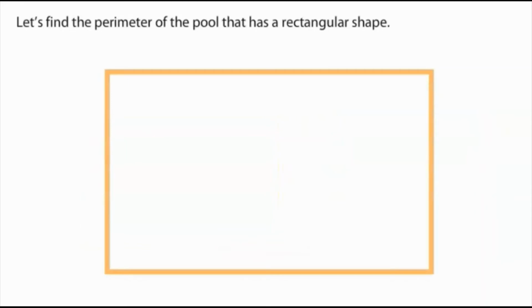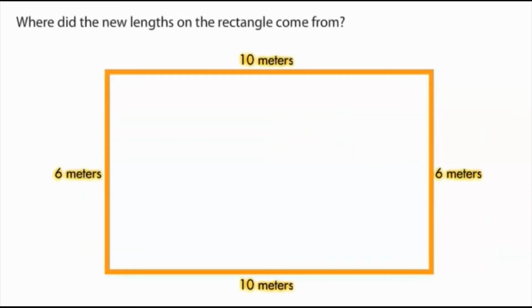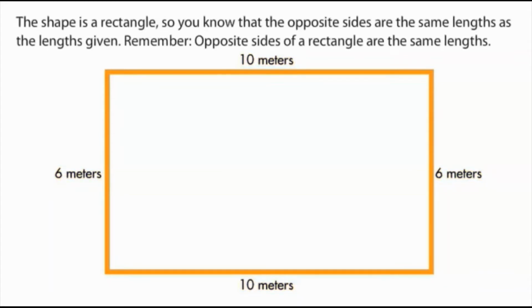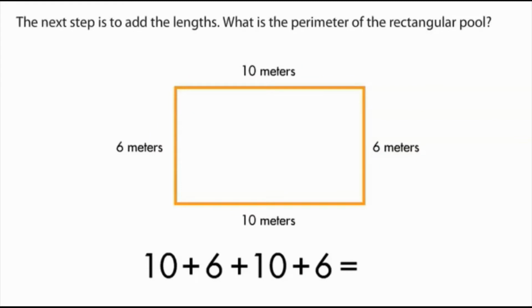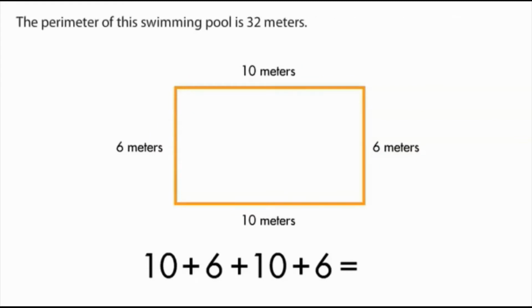Let's find the perimeter of the pool that has a rectangular shape. Where did the new lengths on the rectangle come from? The shape is a rectangle, so you know that the opposite sides are the same lengths as the lengths given. Remember, opposite sides of a rectangle are the same lengths. The next step is to add the lengths. What is the perimeter of the rectangular pool? The perimeter of this swimming pool is 32 meters.